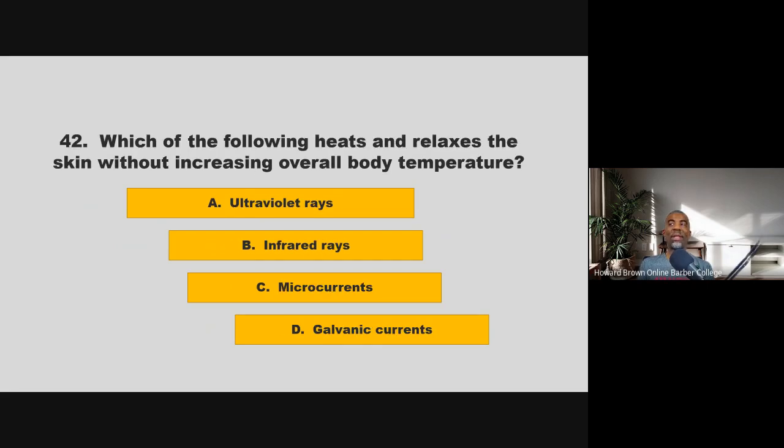Which of the following heats and relaxes the skin without increasing overall body temperature? Is it ultraviolet rays, infrared rays, microcurrents, galvanic currents? If you chose B, infrared rays, you are correct.